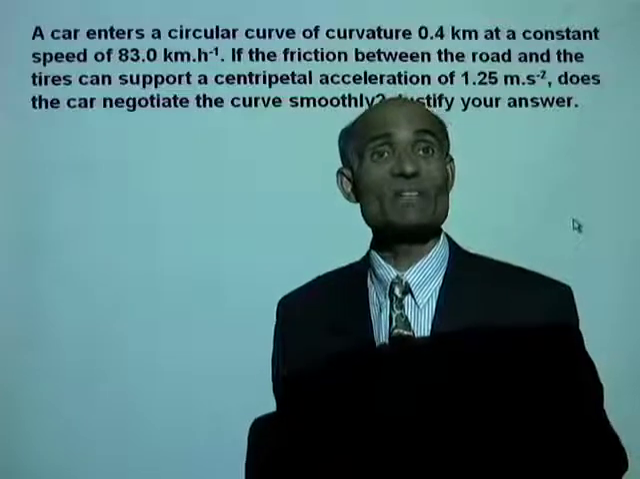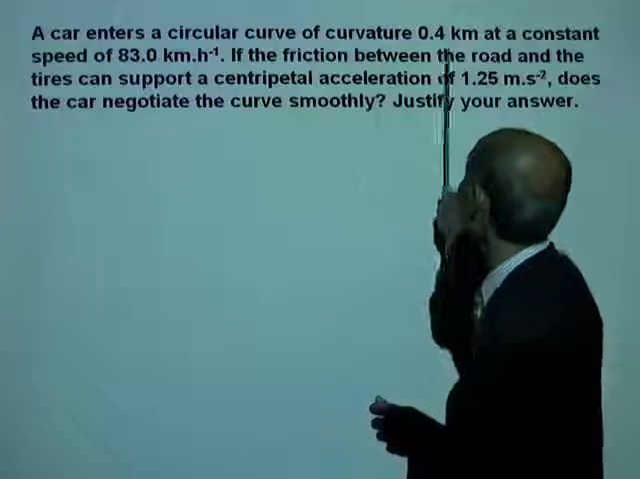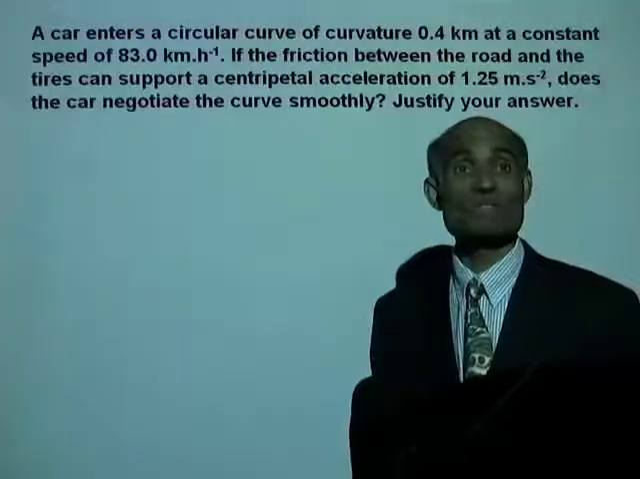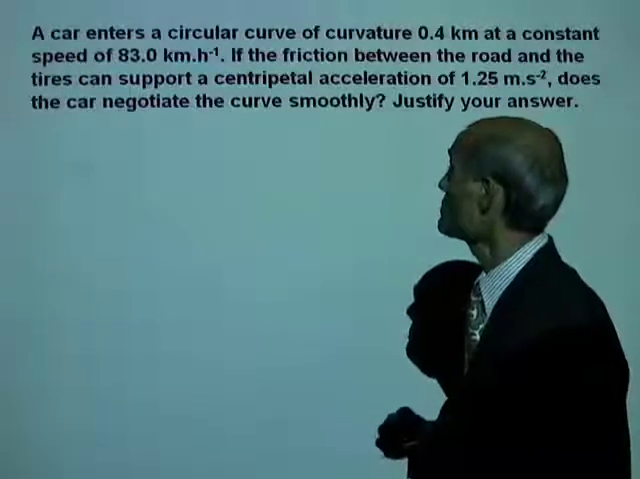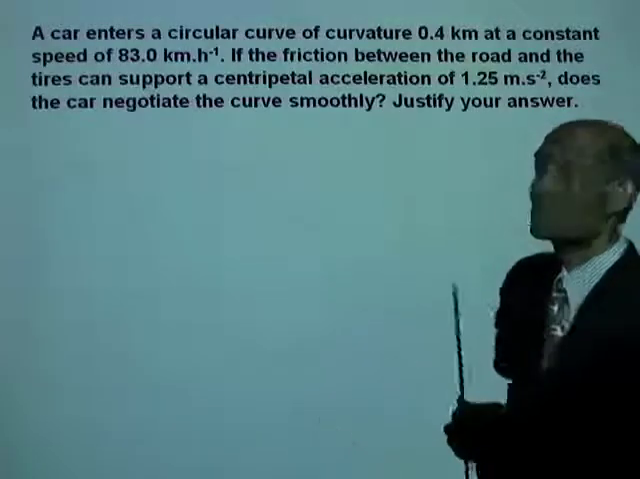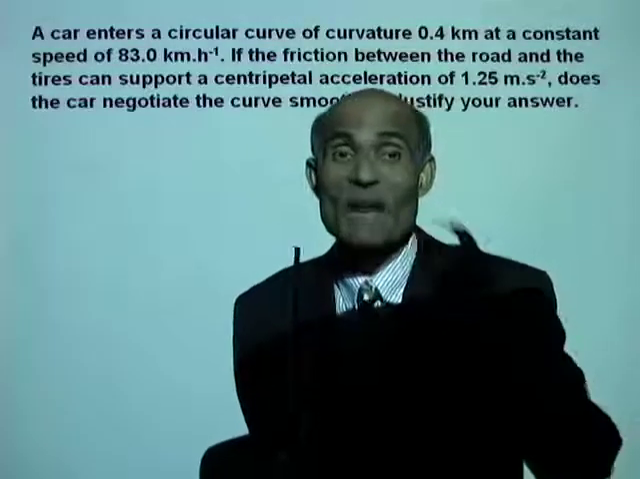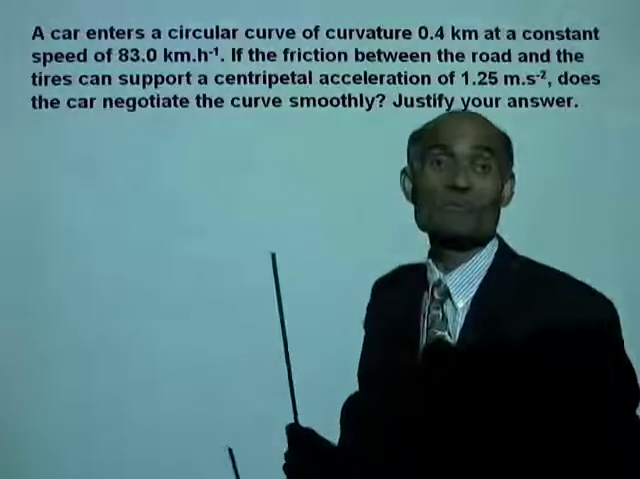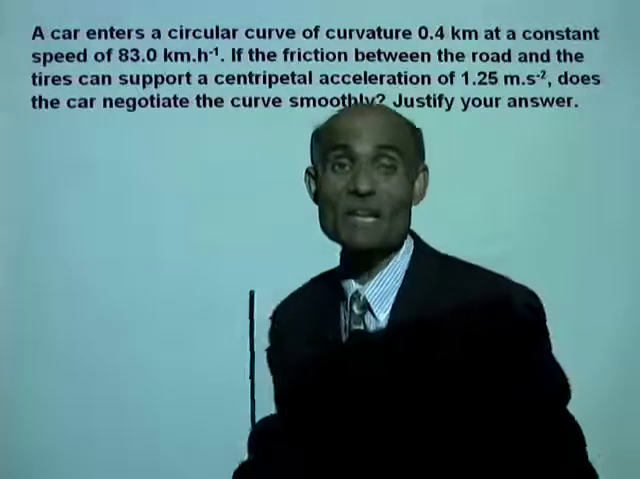A car enters a circular curve of radius of curvature 0.4 kilometer at a constant speed of 83 kilometer per hour. If the friction between the road and the tires can support a centripetal acceleration of 1.25 meter per second squared. Now, in other words, that is the safest acceleration that the car can have. If the speed increases above this, the car will not be able to keep in that circular track. That is the meaning of that.